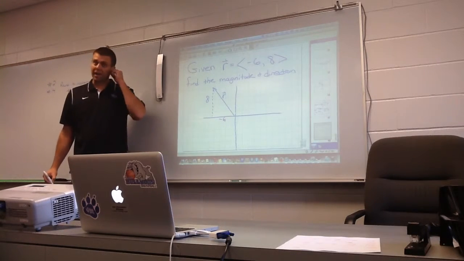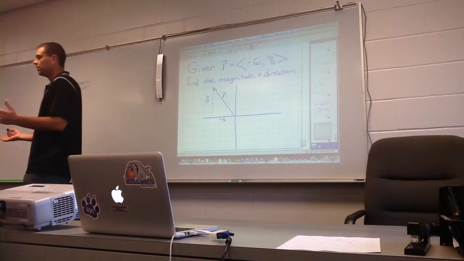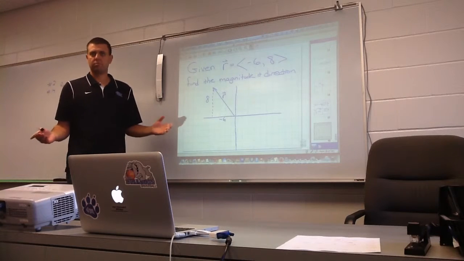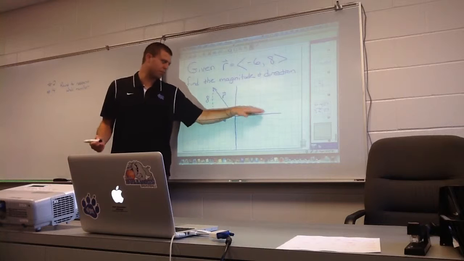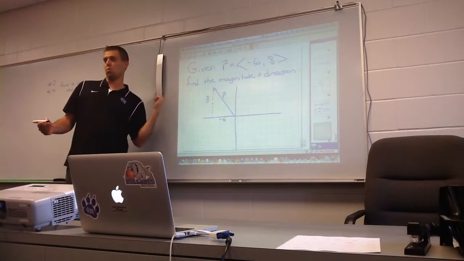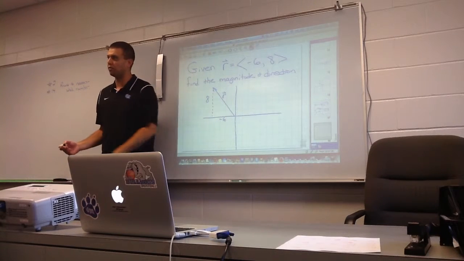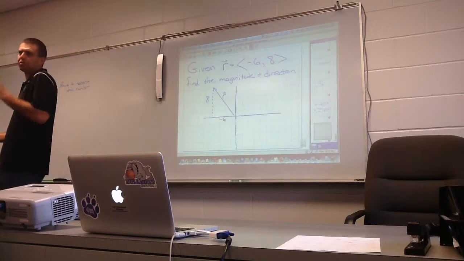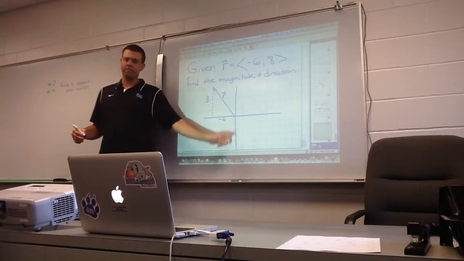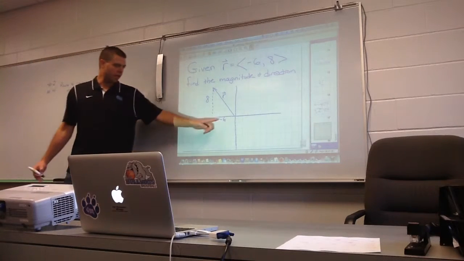So now we need to find the vector's magnitude, which means what again? Length. And we need to find its direction, which can either be measured from 0 degrees, or you can say so many degrees to the west of north, or so many degrees to the north of west. We're going to list it 3 ways, and you decide what works best for you. How are we going to find the magnitude? Pythagorean theorem.